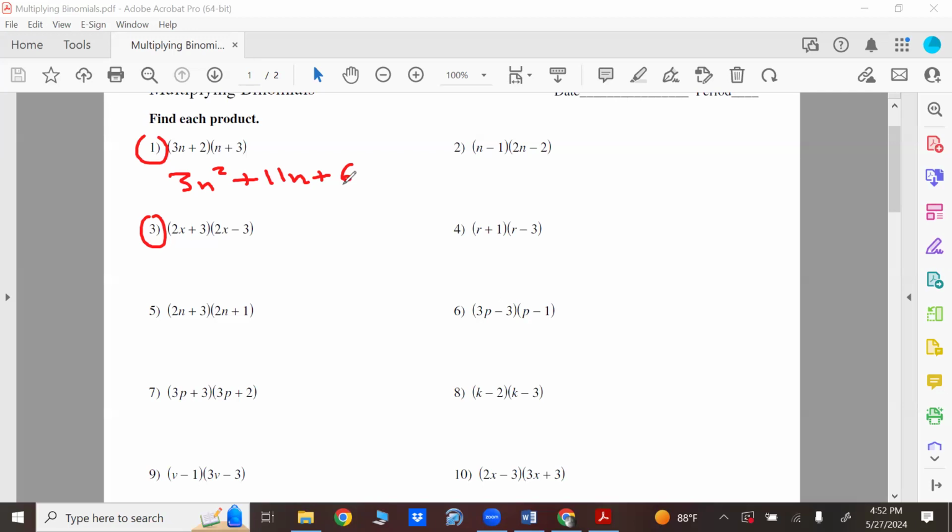Then let's do 3 now. It'd be 4x squared plus negative 6x plus 6x plus negative 9. Yeah, that's pretty easy. Okay, I think you're good there, and then let's move on.